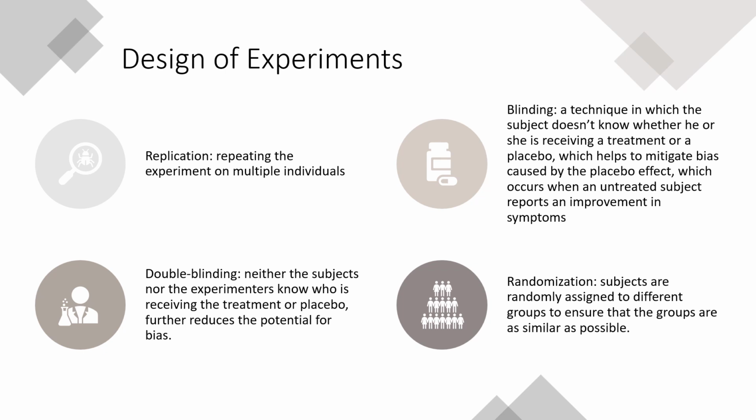And the last key element is randomization, which ensures fairness by randomly assigning subjects to treatment or control groups. This prevents groups from being unintentionally biased. For example, when testing a weight loss program, researchers randomly assign participants to either the program group or a no program group, ensuring factors like age or activity level are evenly distributed.